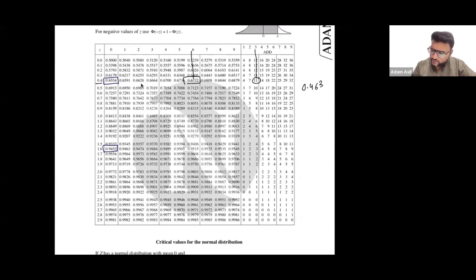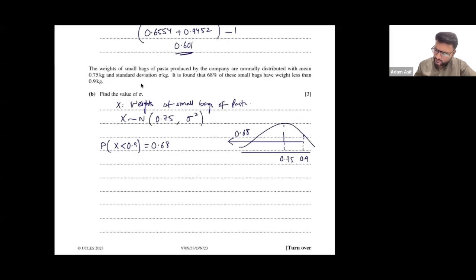Oh, sorry, my bad. We need to add 28, not 8. So for 28, the closest value would be 29. So it's going to be 0.46 and 8. That is going to be the z value, 0.468. So the corresponding z value for this is going to be 0.468.